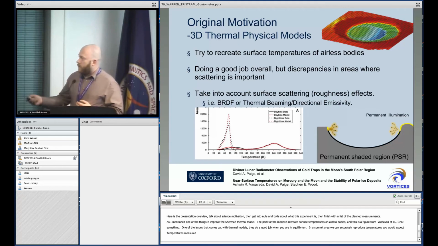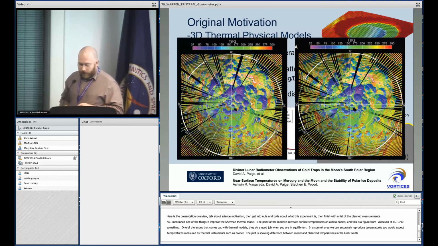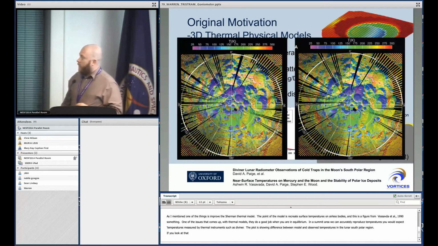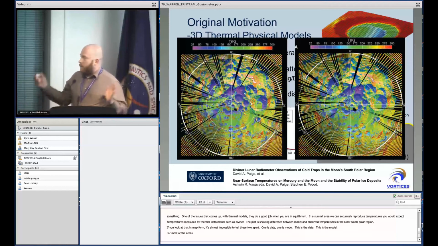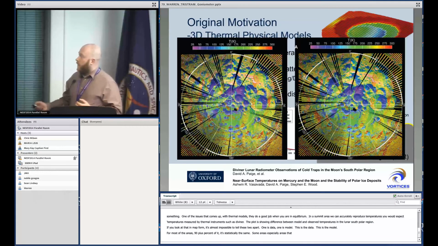So the plot here is showing the difference between model and observed temperatures in the lunar south polar region. And if you look at that in map form, it's almost impossible to tell these two apart. One of these is data and one of these is model. This is the data and this is the model. And for most of the areas, 90+% of it, it's statistically the same. In some areas, especially areas that have complex illumination like Faustini and Shoemaker, there are some slight differences.